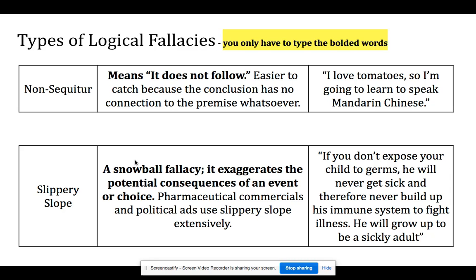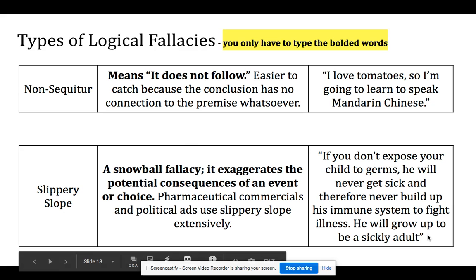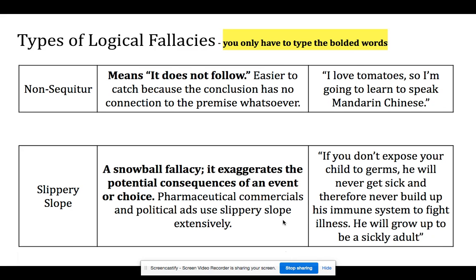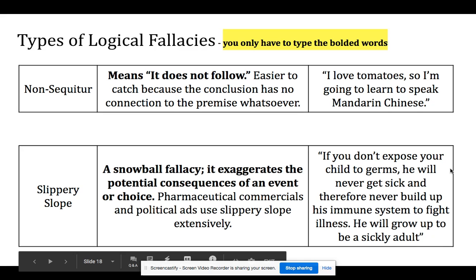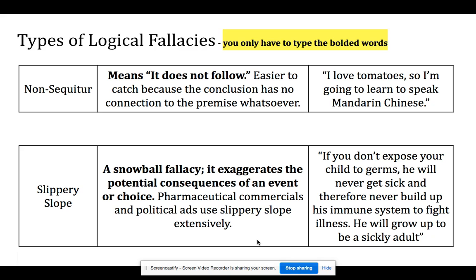If you've heard about the snowball method of paying off debt, you put in a little bit, then a little bit more money, a little bit more until the snowball builds up. So you're exaggerating these potential consequences of an event or choice. Yes, those things could happen hypothetically, but it's definitely exaggerating those potential consequences. Pharmaceutical companies and political ads really like these. It's, oh, if we let this politician into the White House, pretty soon your children will all be corrupted by the thing. And it's okay, yeah, potentially, but you're exaggerating the potential consequences that lead up to that.